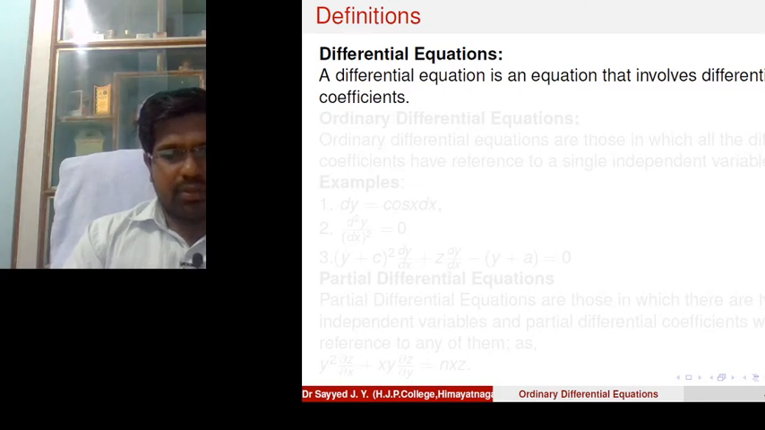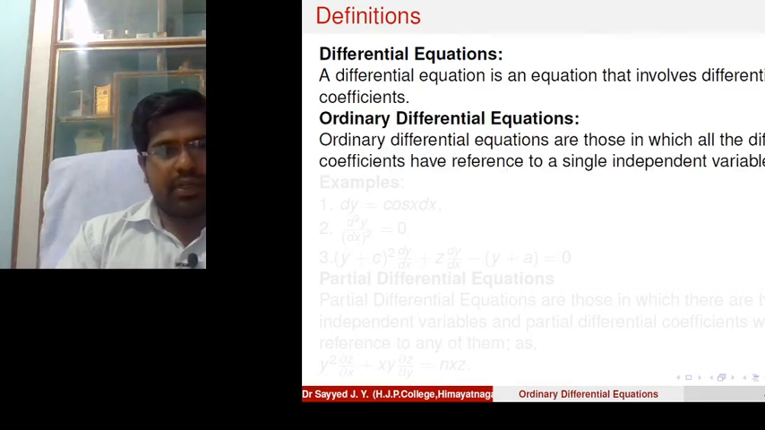Suppose in some case there is 2 is less than or equal to 3. This is not an equation, because inequality signs are there, right? If x equal to 3, then it is an equation. And moreover, differential equation means what? Where a differential coefficient is available. I think this is clear. So this is the definition of differential equation.